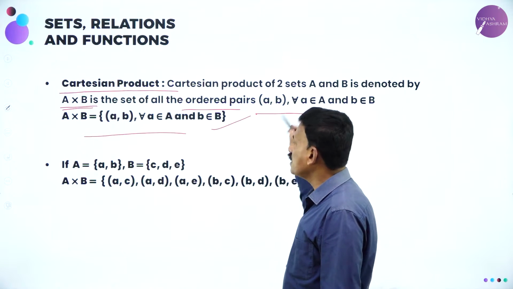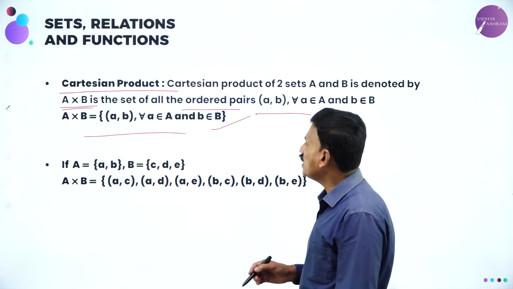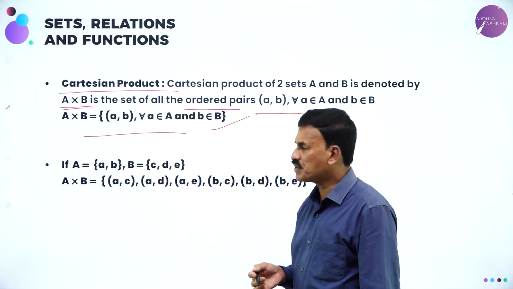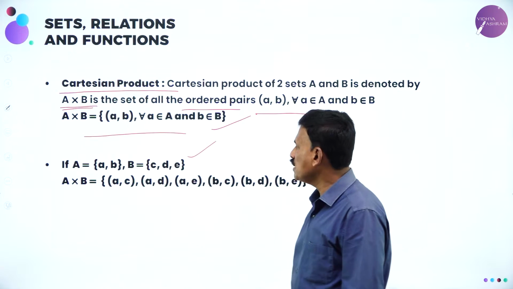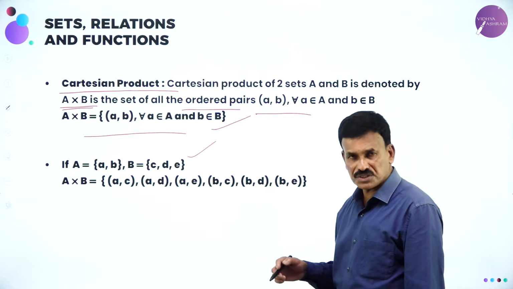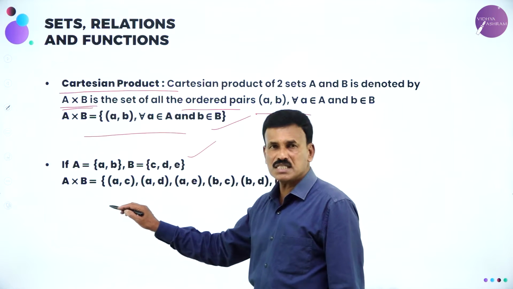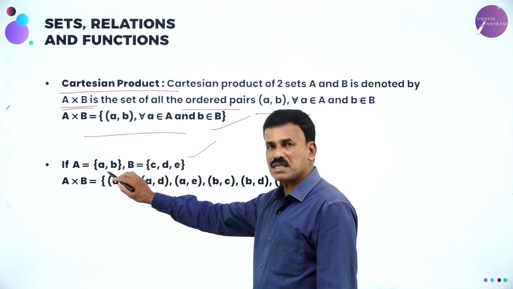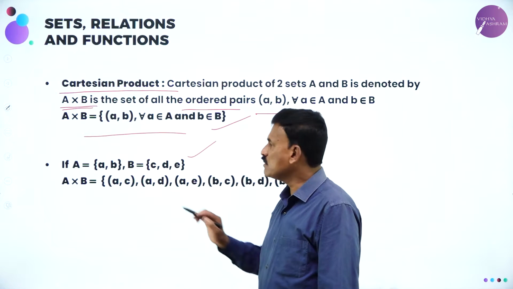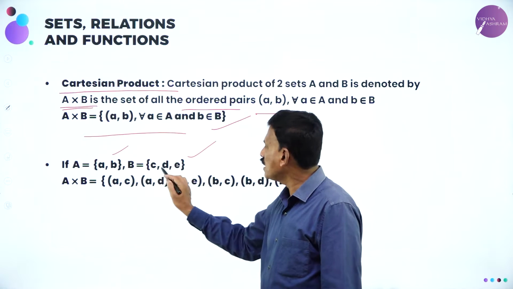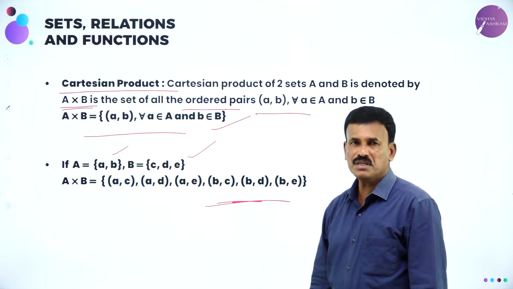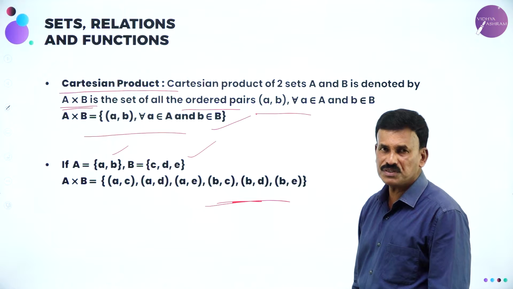The set of ordered pairs is denoted as (a, b), for all a belongs to A and b belongs to B. Now let us take an example. If A is equal to {a, b} and B is equal to {c, d, e}, then the Cartesian product of A and B, denoted as A cross B, is given by: first element (a, c), (a, d) and (a, e). Similarly, the second element (b, c), (b, d) and (b, e). This is called the Cartesian product of A and B.